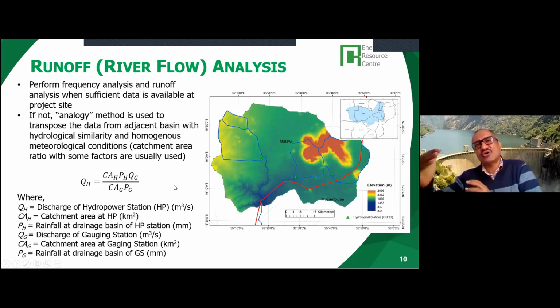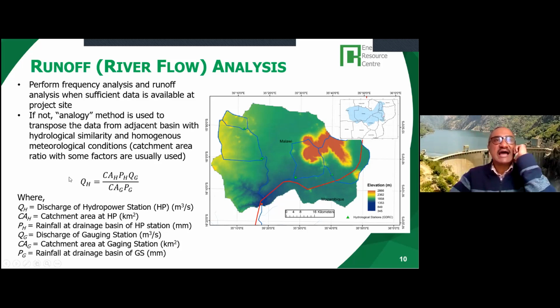So we take the ratio of the rainfall as well as the catchment area, then we can derive the discharge at the hydropower station. So this is what is known as deriving discharge data where data is not available, using data from a nearby location, from hydrologically similar, homogeneous meteorological conditions. Okay, so rainfall pattern is more or less the same. Then you can use this method.